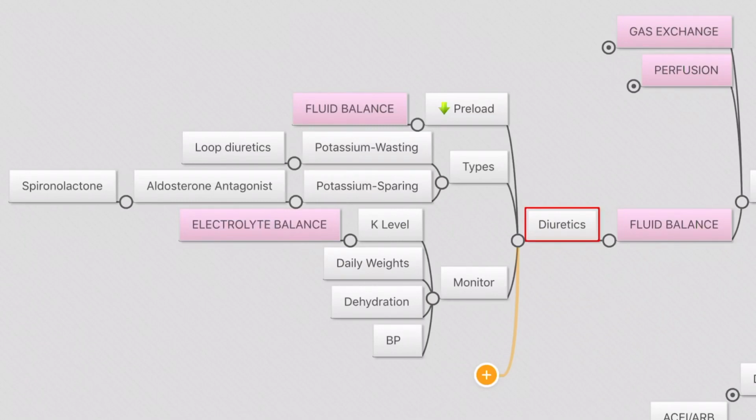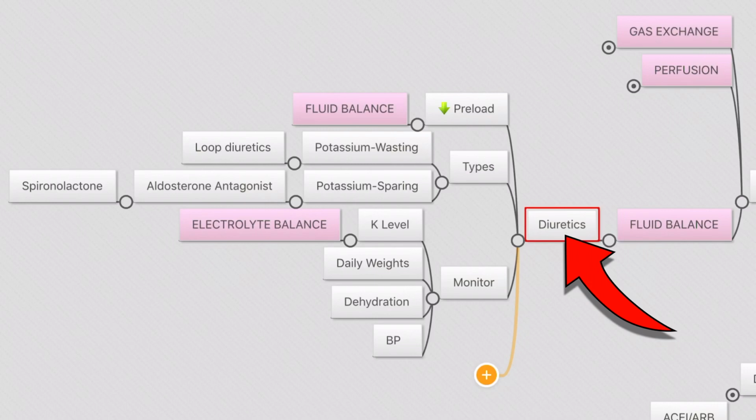Next, we're going to look at how a patient with heart failure can manage their symptoms in regards to fluid balance. They can obviously take medications such as diuretics. That's going to help with decreasing preload. And there are two types of diuretics. One is potassium wasting diuretics, and the other is potassium sparing diuretics. Now, when giving diuretics, make sure you monitor the potassium level. It can lead to hypokalemia.